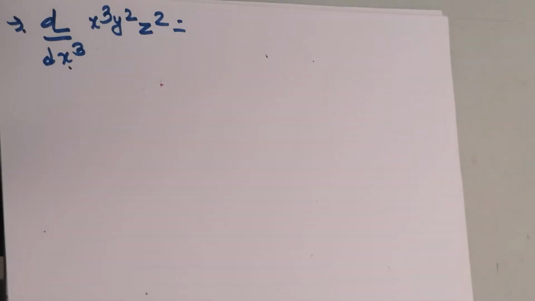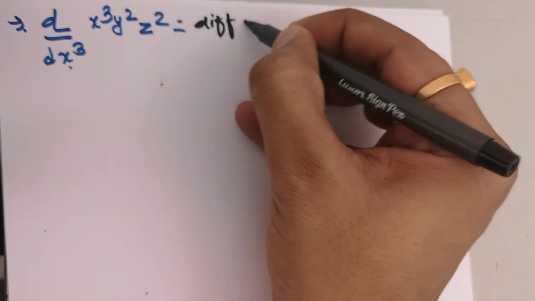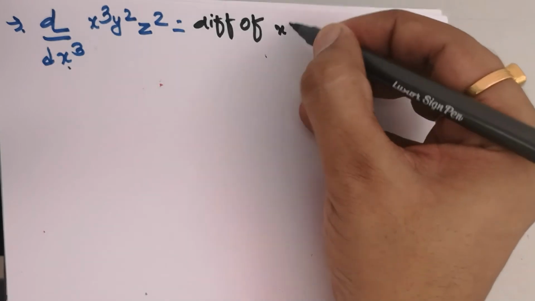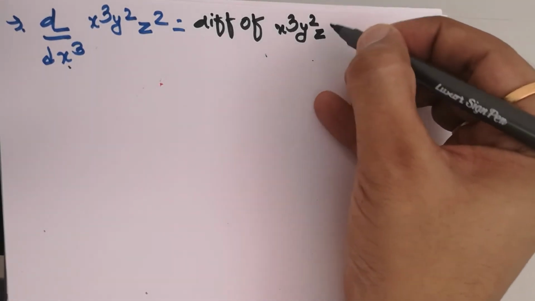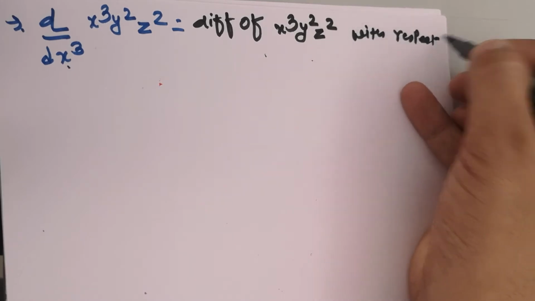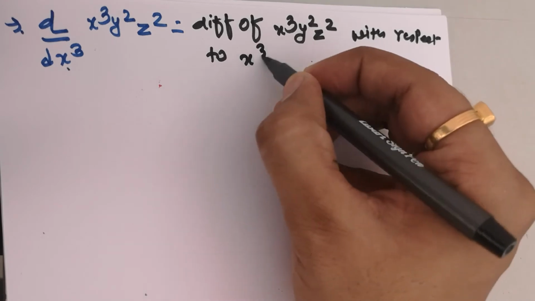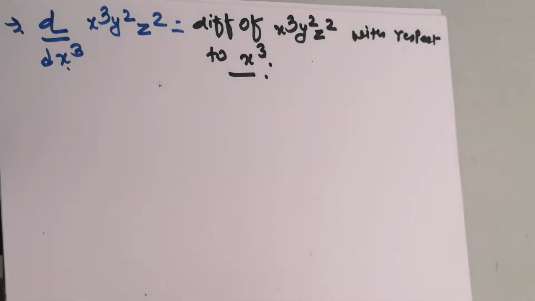So what you will do is first read it as the differentiation of x cube, y square, z square with respect to x cube. This is how you will read all your formulas or all your differentiation terms.